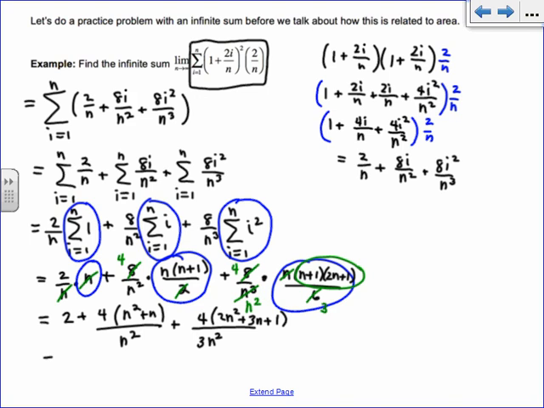Okay, and I continue to simplify. So I'm going to have 2 plus 4n squared plus 4n divided by n squared. So I'm going to divide the n squared into both pieces, actually, like that. And then this is going to be 8n squared plus 12n plus 4 divided by 3n squared. So I'm going to do divided by 3n squared in each piece.